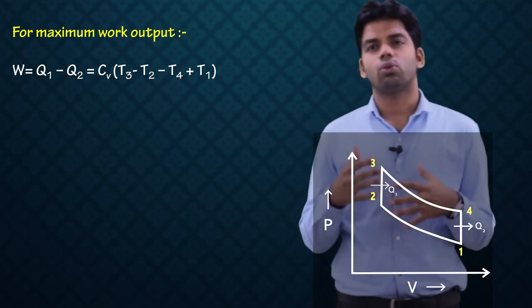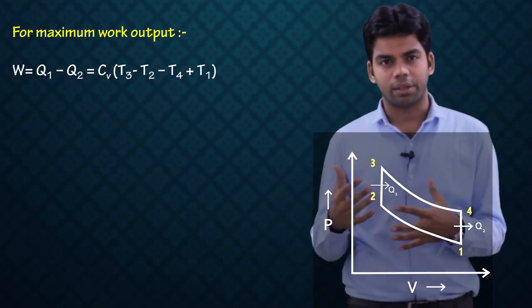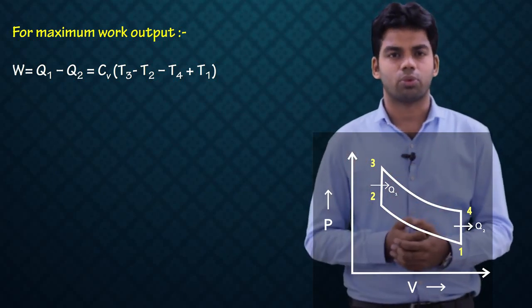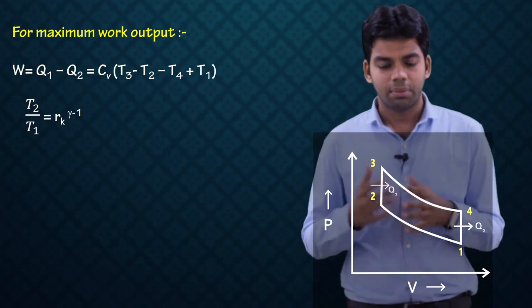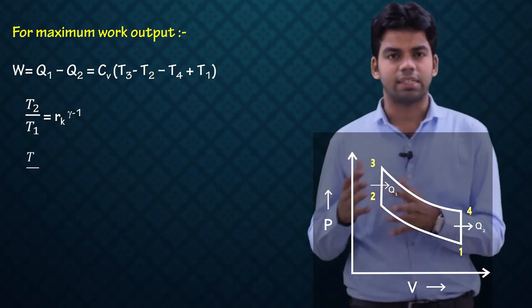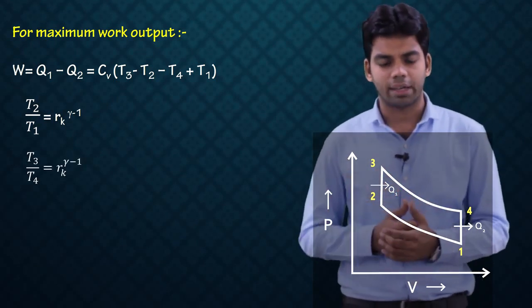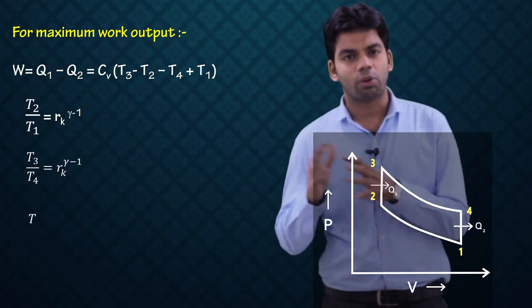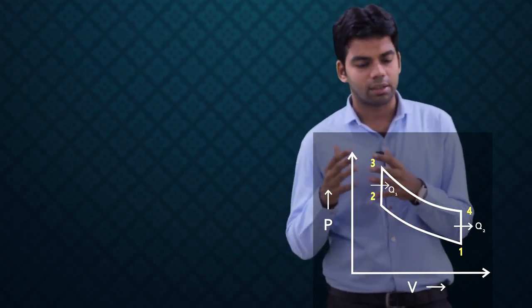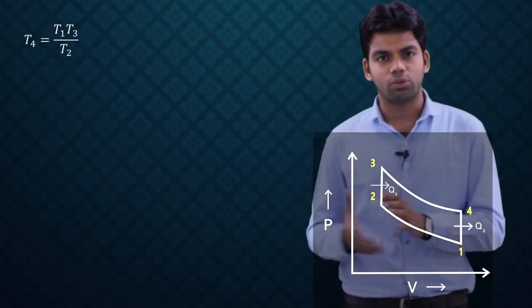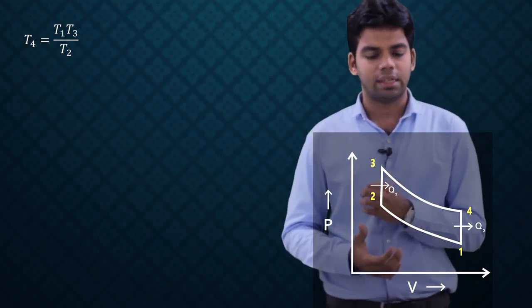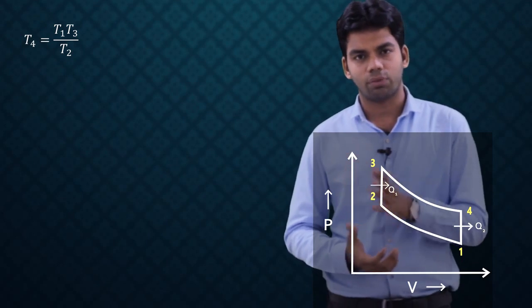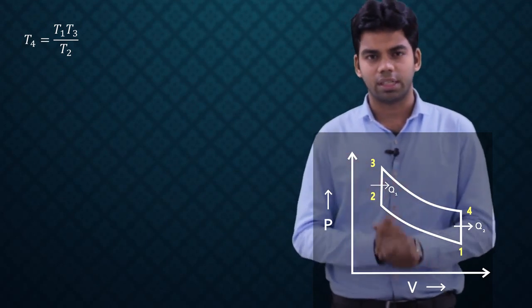Now, as we know, process 1-2 is an adiabatic compression process, so T2 by T1 is equal to rk to the power gamma minus 1. Similarly, in process 3-4, T3 by T4 is also equal to rk to the power gamma minus 1. From these two equations, we can conclude that T2 by T1 is equal to T3 by T4, or T4 is equal to T1 T3 by T2. So we have the value of T4 in terms of T1, T2 and T3.